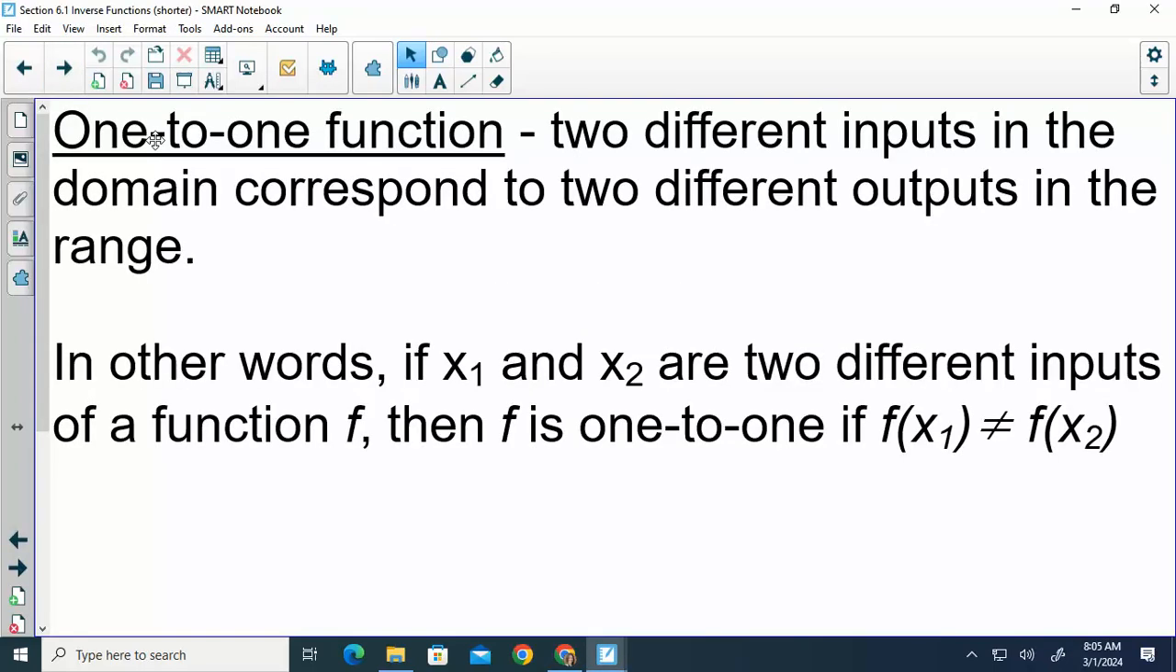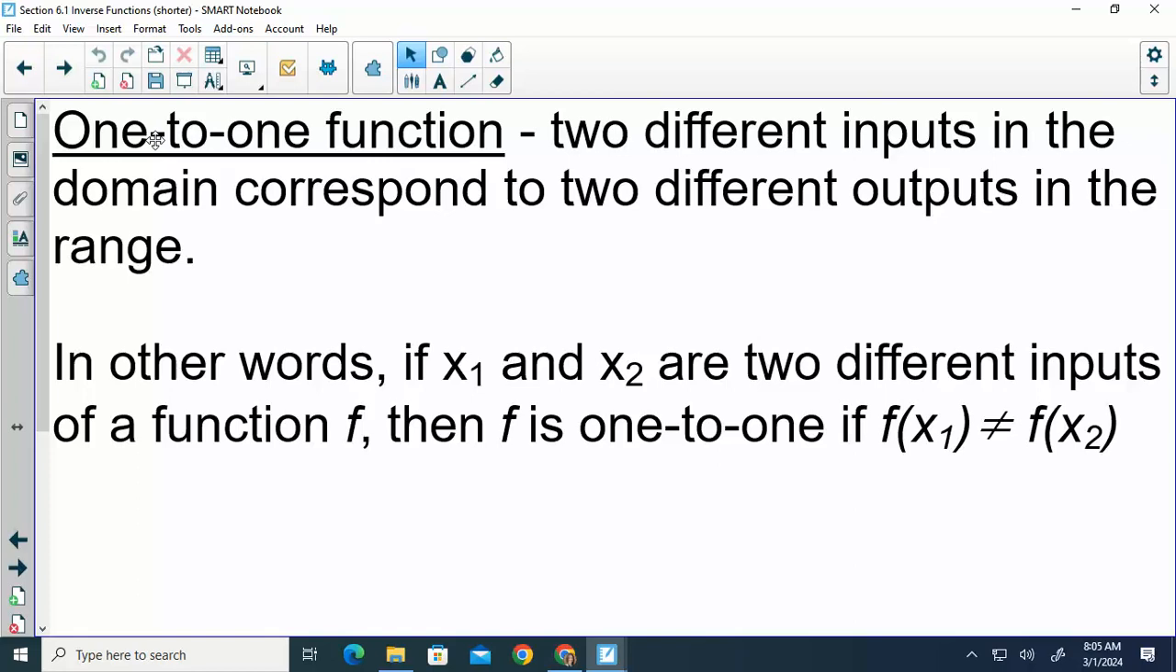A couple of definitions. If we are talking about one-to-one functions, first of all, if something is a function, what does that mean? It doesn't have to be continuous, but the domain doesn't repeat. That is correct. So if it's a function, we know the x never repeats.